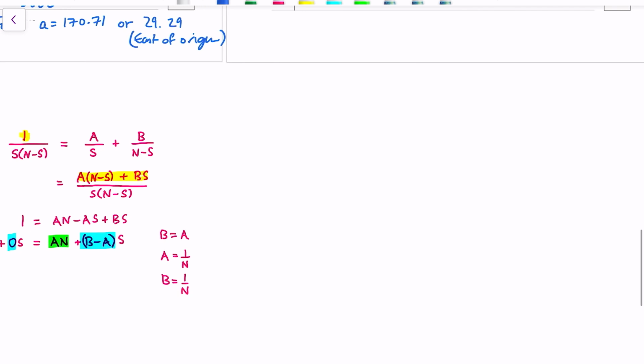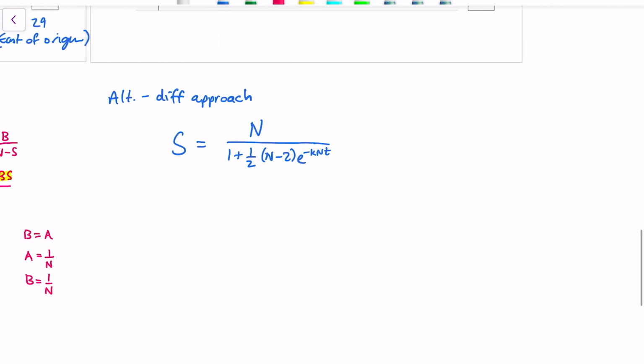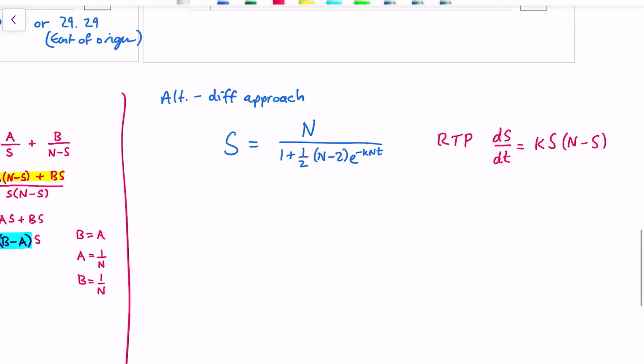Okay, so if we're using an alternative approach, the differentiation approach, and you can only do this when you're given the solution. So we start off with this solution, which was in a fairly weird format, to be honest. It wasn't so obvious that that was the format we needed. Okay, and we want to prove, required to prove, that ds dt is equal to ks times n minus s.